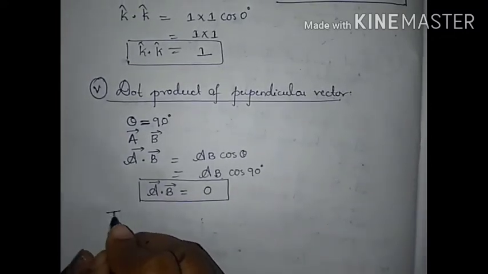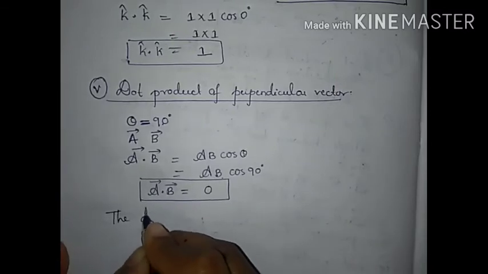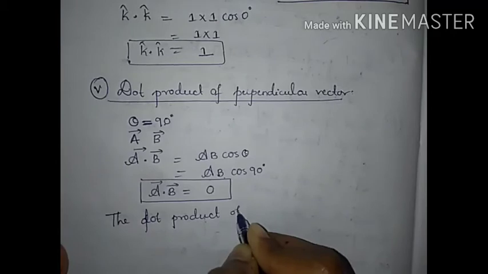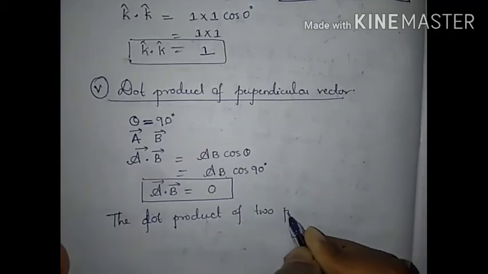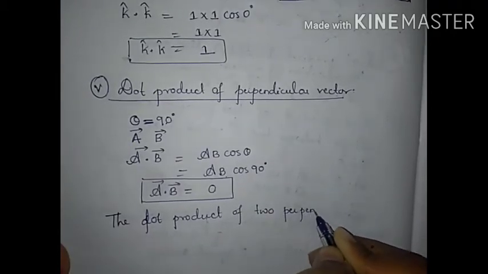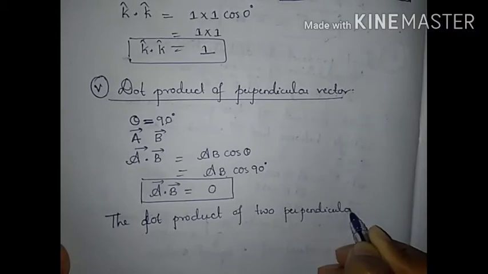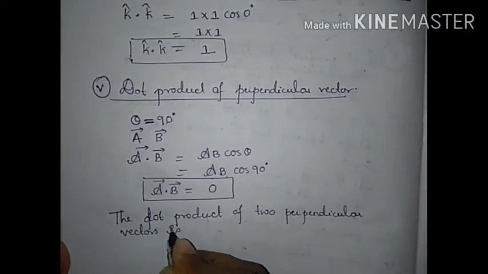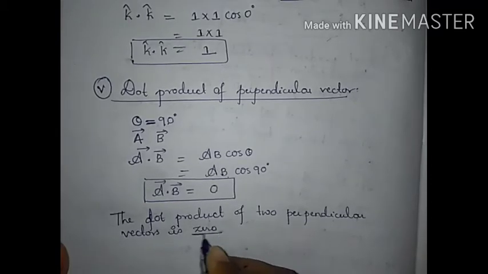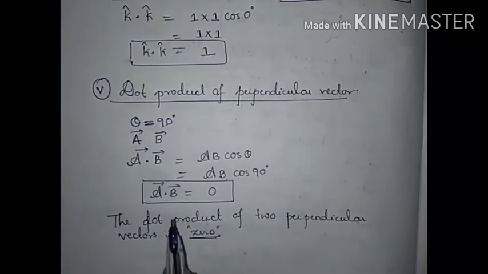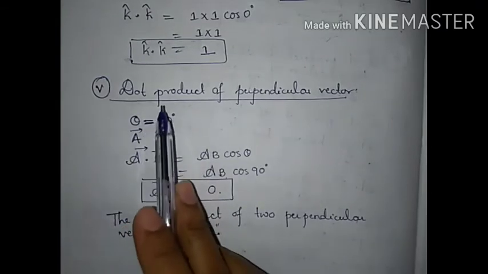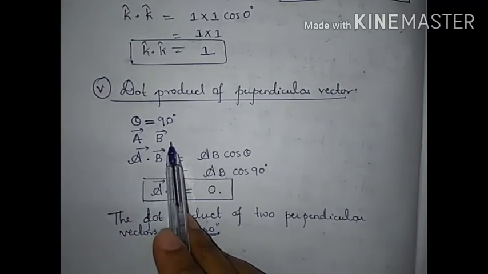That means the dot product of two perpendicular vectors is 0. So the dot product of A and B is 0 if A and B are perpendicular to each other.